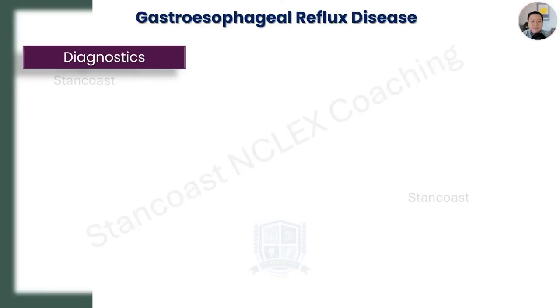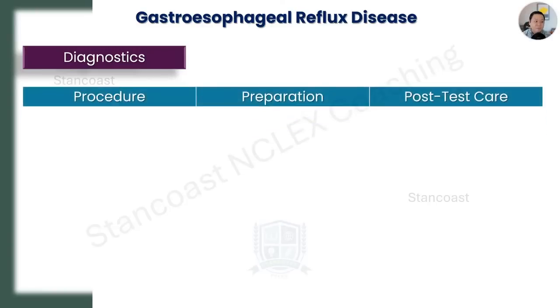Now, on top of the diagnostics, here I have included the history, which is basically going to be the initial step, especially in the diagnosis of uncomplicated GERD. And this is based on typical symptoms, such as heartburn and acid regurgitation, and routine diagnostic testing is not usually needed for simple cases. Now, to proceed here, we have endoscopy, specifically the upper endoscopy, which is going to visually examine the esophagus for inflammation, lesions, or erosion.